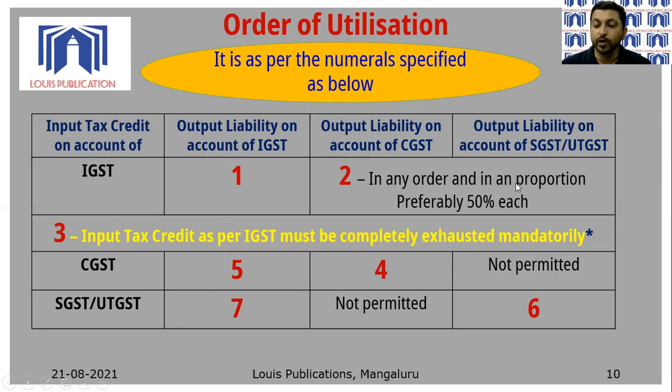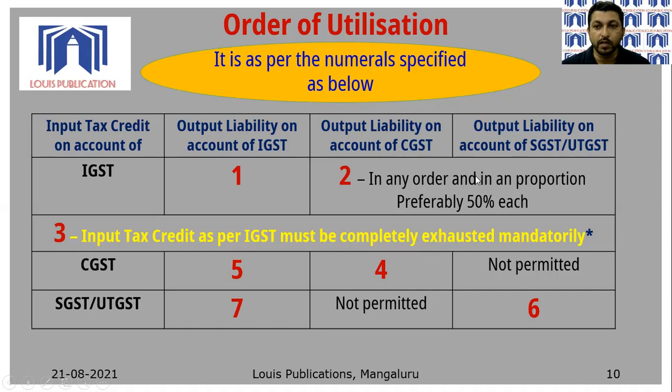Now it is said in any order and in any proportions. What we'll do is we will keep it at 50% each. Let's take an example. IGST credit is 20,000 rupees. Suppose output tax liability of IGST is 15,000 rupees. So 15,000 rupees is settled from the credit. 5,000 still remains, and of this 5,000, 2,500 we will settle CGST liability. 2,500 will settle SGST or UTGST liability.